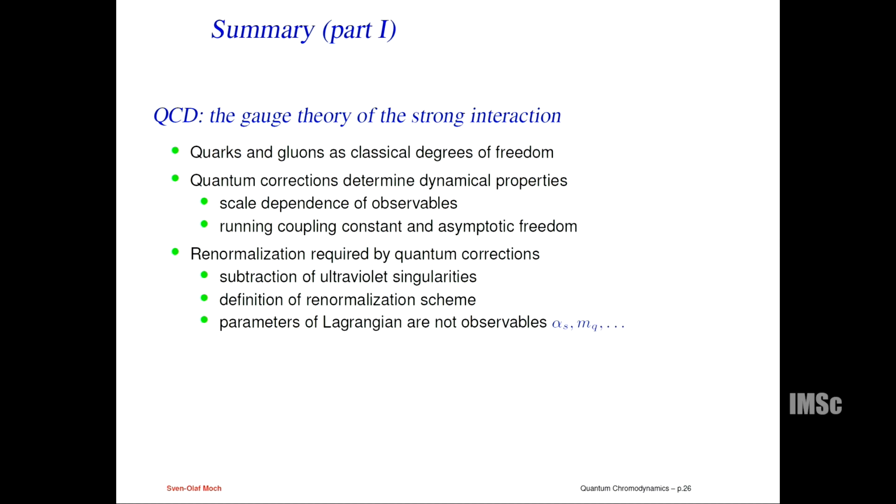I would like to summarize for today. I just gave you a basic introduction into QCD and tried to highlight a few things that we have to pay attention to when we do renormalization of QCD: subtraction of ultraviolet singularities and definition of the scheme. I have pointed out to you that parameters like alpha S and the quark masses are not observables, but we have to determine them from comparing to actual calculations. So that's it.